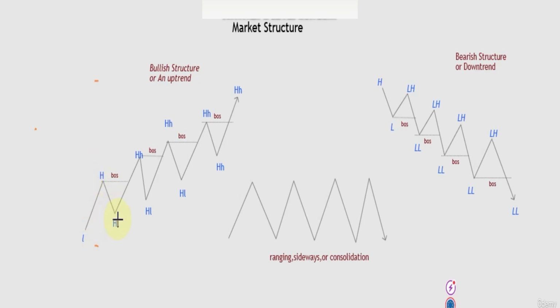Then when the pullback happened, the price continued to go up. Okay, and broke this high. So it broke structure. So since this high is broken, now this low is no longer the recent low. This is now the recent low.